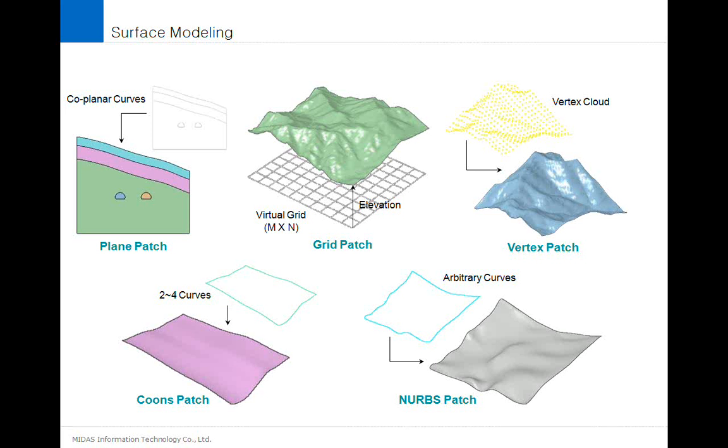After point and curve, we can create a surface by using plane patch, which takes into account the coplanar curves. We can create a surface by using grid patch, which uses very undented form of the ground. We can create a surface using the vertex cloud. By vertex cloud, it's a dispersed mode of points in 3D space. So using all these 3D input of points, we can create a surface. We can create a surface using nose patch, and the more advanced using Coons patch.